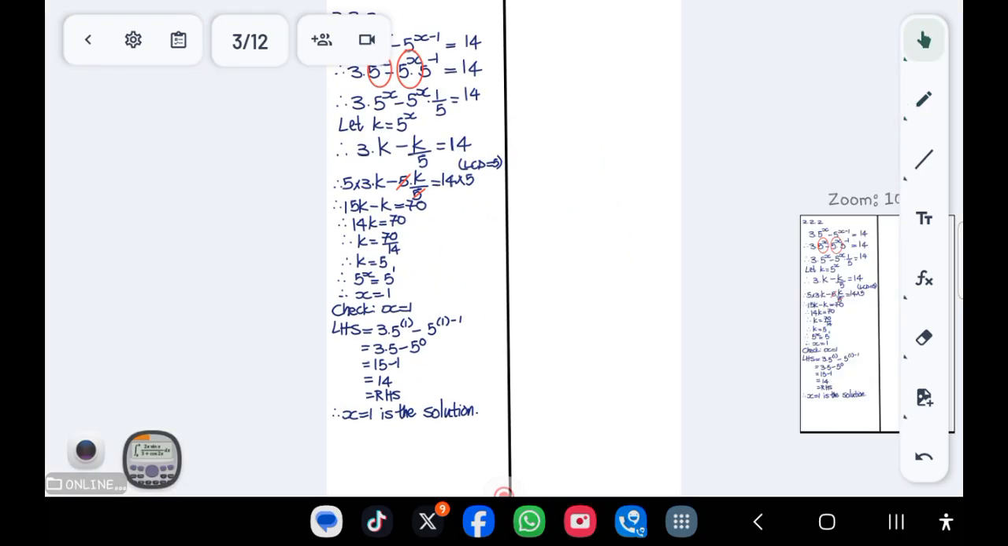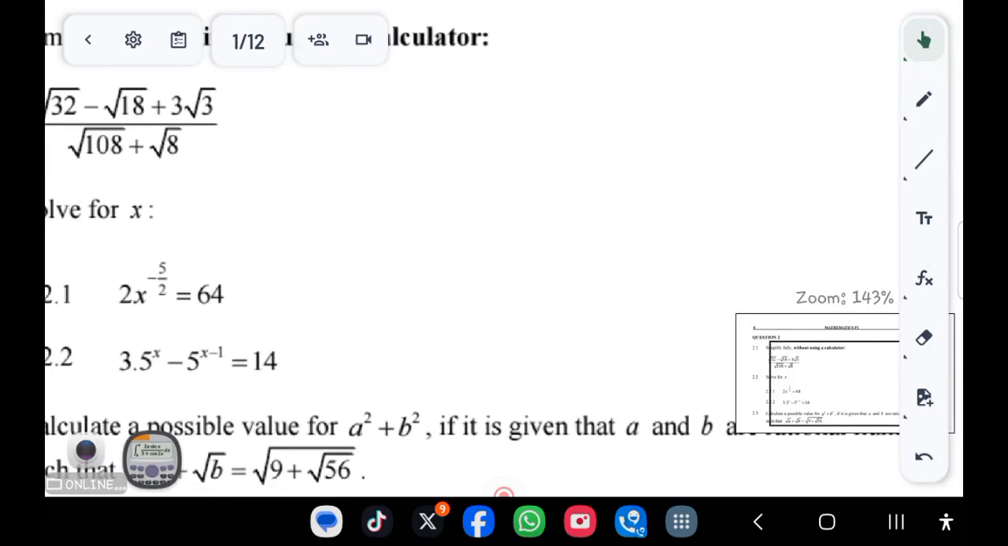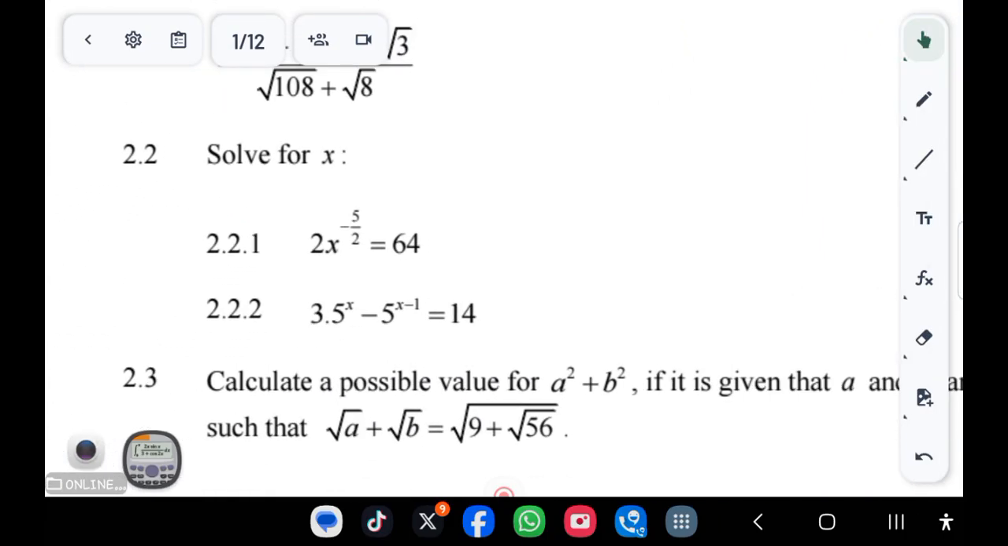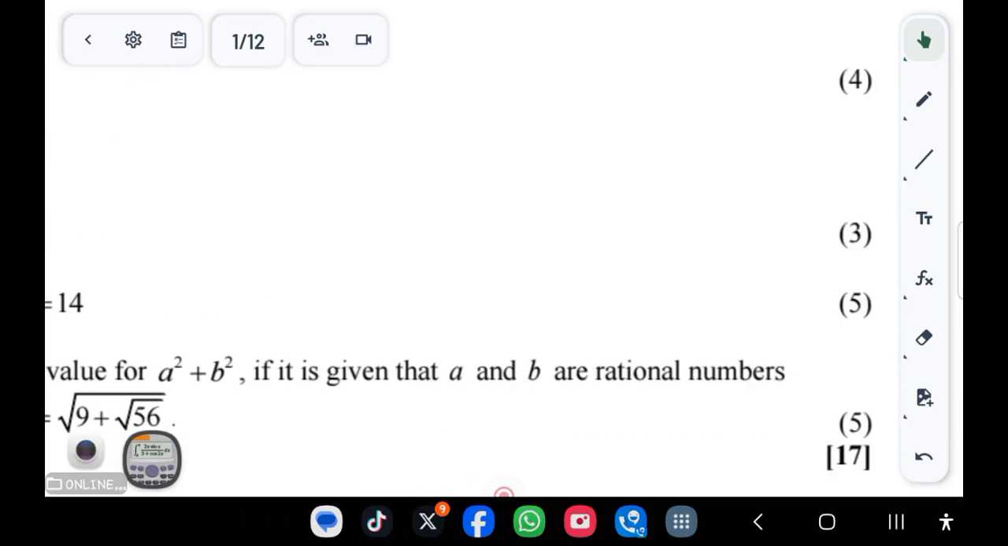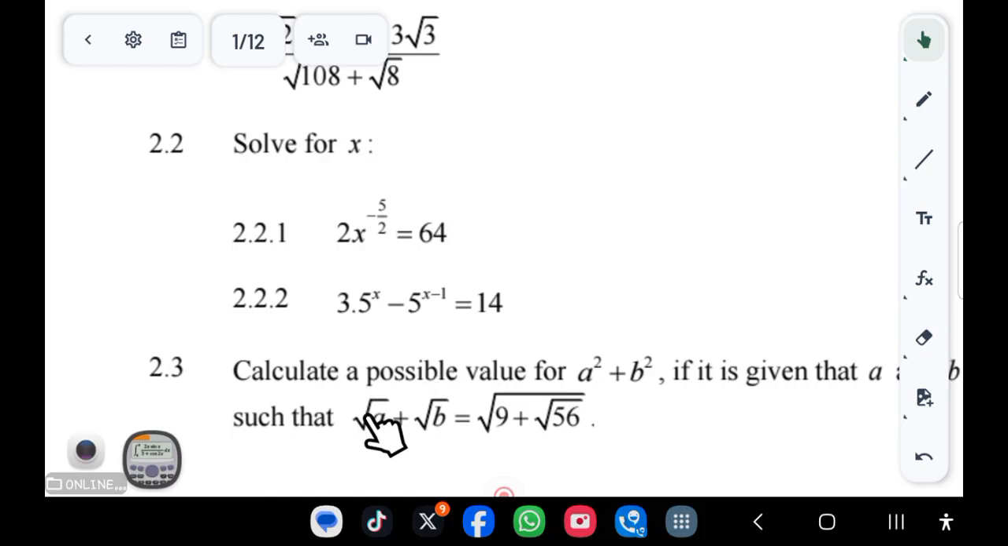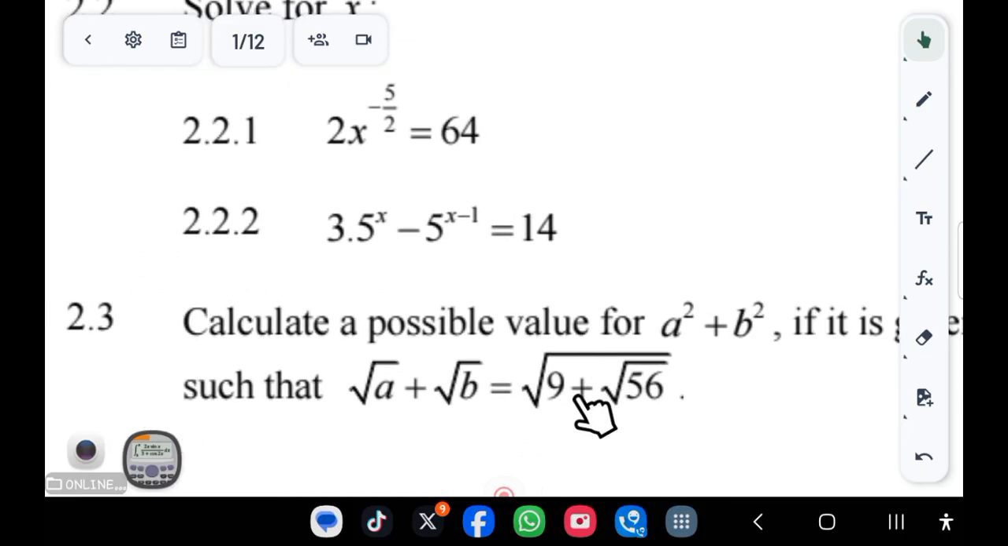Next question, and that is the final question in this video. Calculate a possible value for a squared plus b squared if it is given that a and b are rational numbers, such that the square root of a plus the square root of b is equal to the square root of 9 plus the square root of 56.